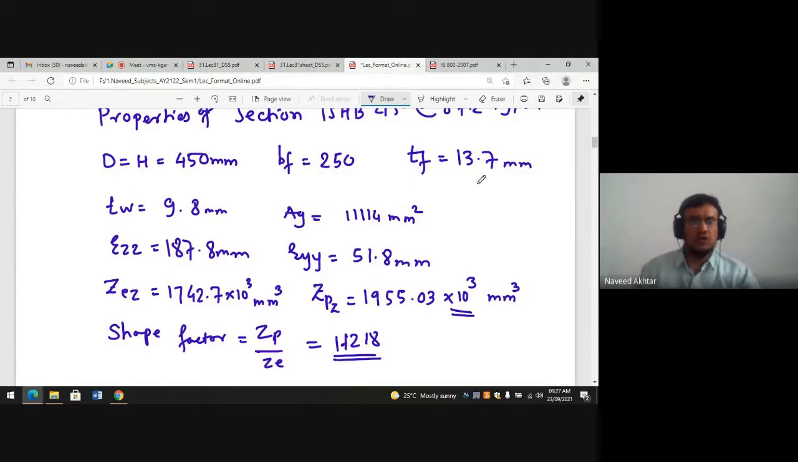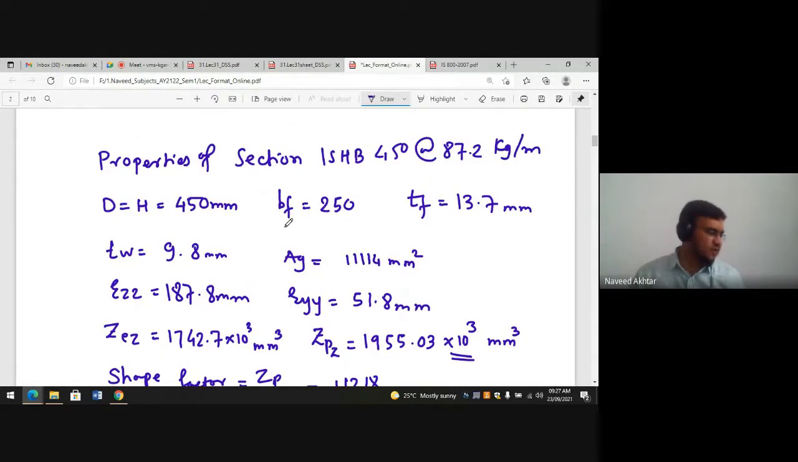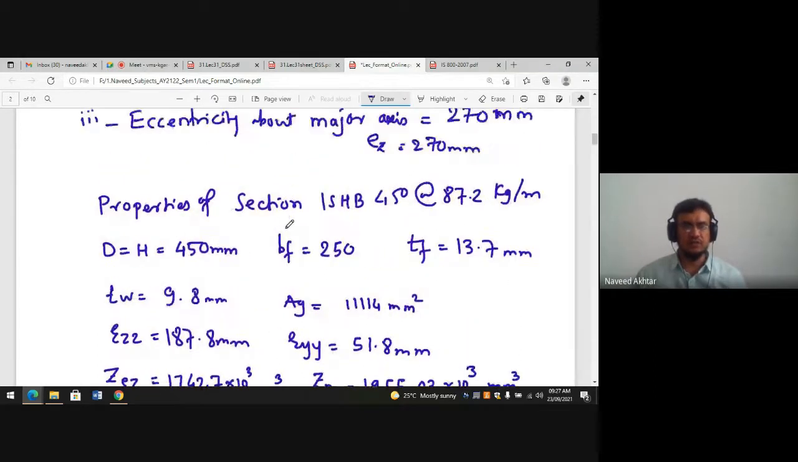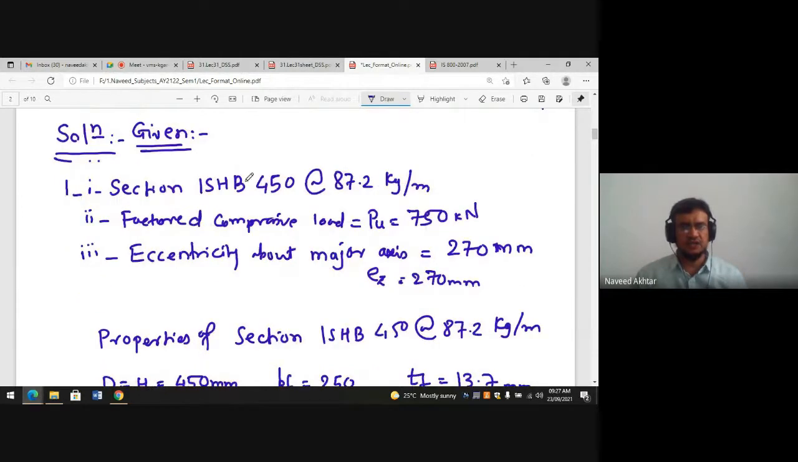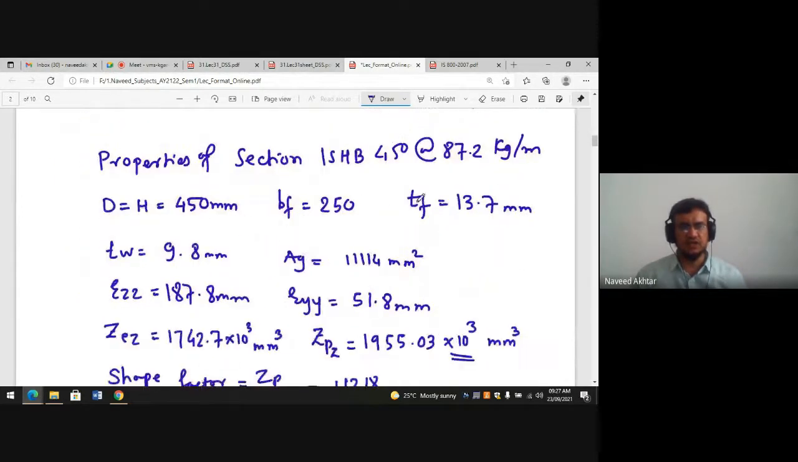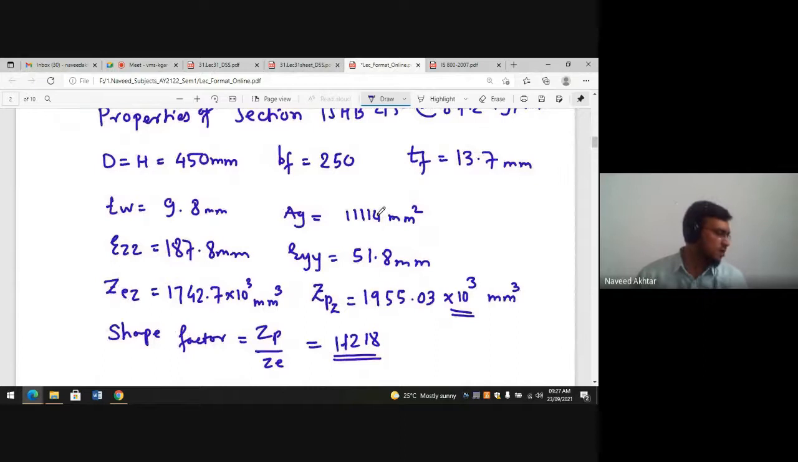So all these properties of section we need in calculations. Whichever properties we need, we have to write down. So this is step number 1: you have to write down what is given, and if the section is given, then you also have to write down the sectional properties of that section.